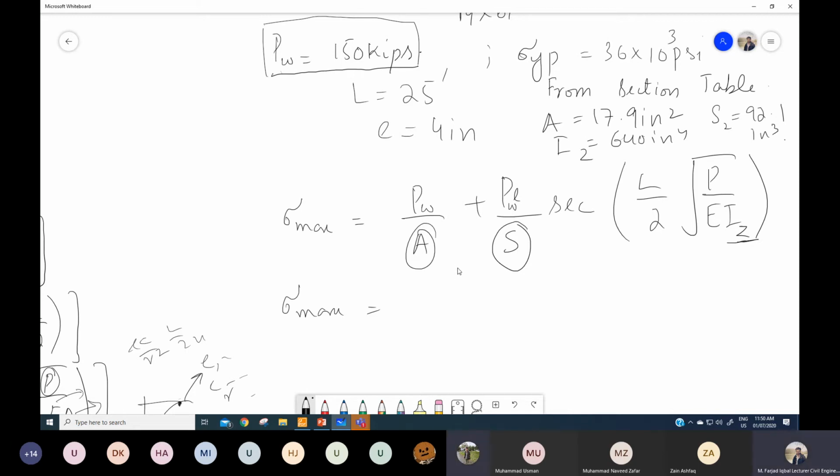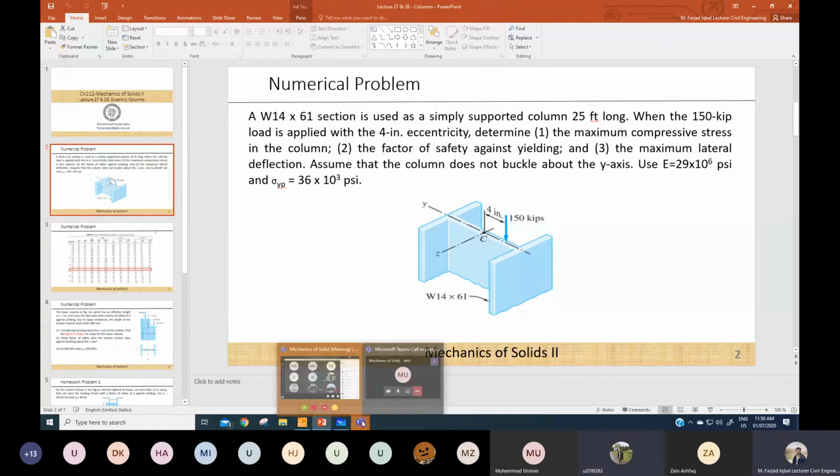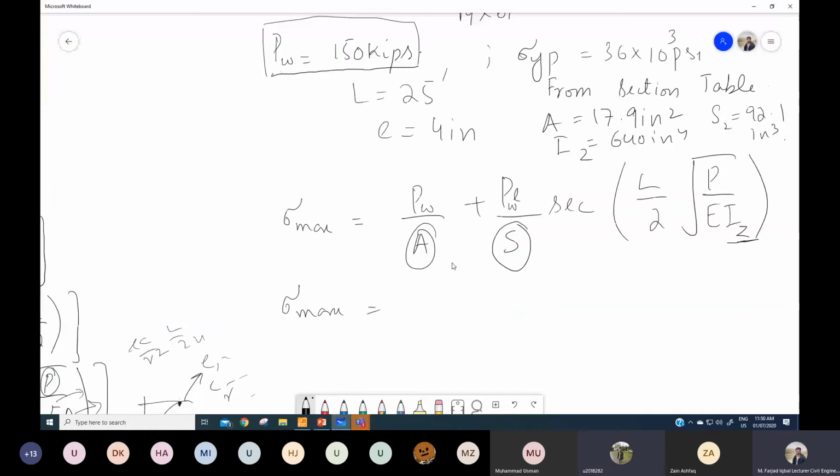Sir, why did you take I as 640, why not the other one? Because the bending is about the z-axis. In the question it has been specified that there is no buckling about the y-axis, so obviously it is about the z-axis. So I will take the factors for z. So let's substitute these values.